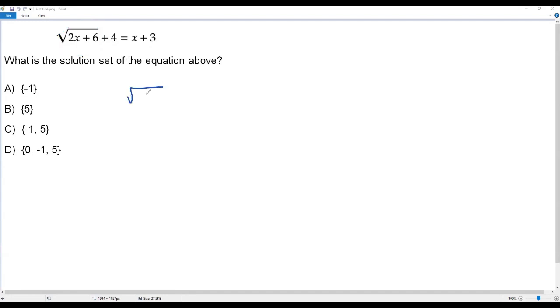Okay, first let me write the given equation as it is. That is square root of 2x + 6 + 4 equals x + 3. Okay, now let me isolate this square root part. For that, I have to get rid of this +4. Okay, to get rid of the +4, I have to subtract 4 from both sides.